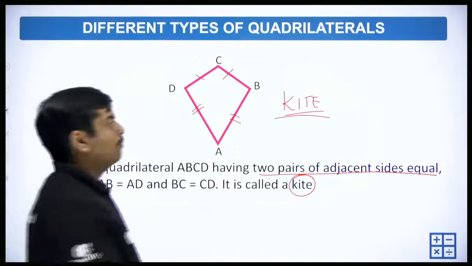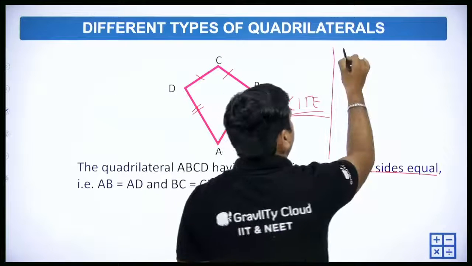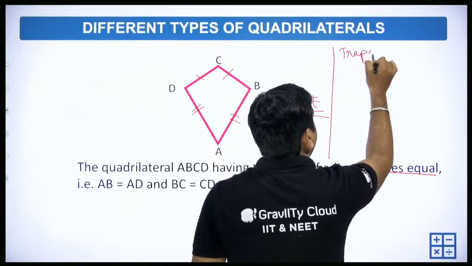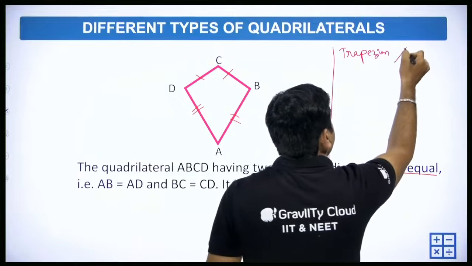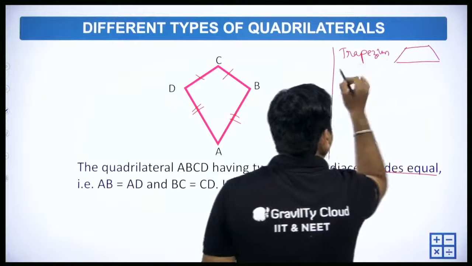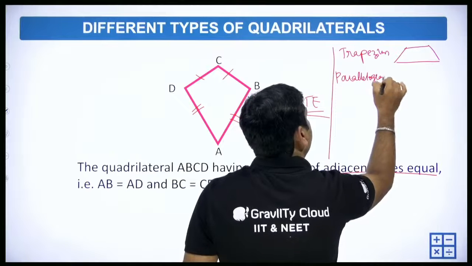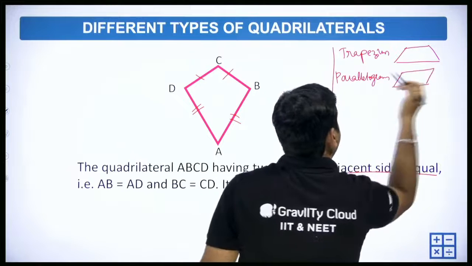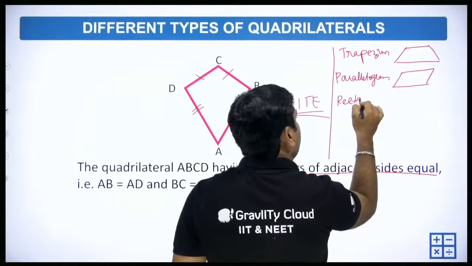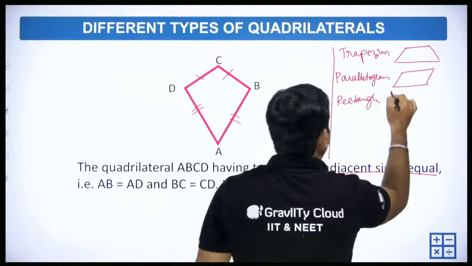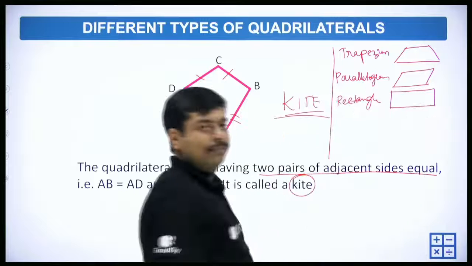Once again, let us come back to all the diagrams that we have discussed now. We discussed what a trapezium is, where one pair of sides is parallel. Where opposite sides are parallel, we say it is a parallelogram. From there, we also got a rectangle where angles are 90 degrees, but not all the sides are equal in a rectangle.